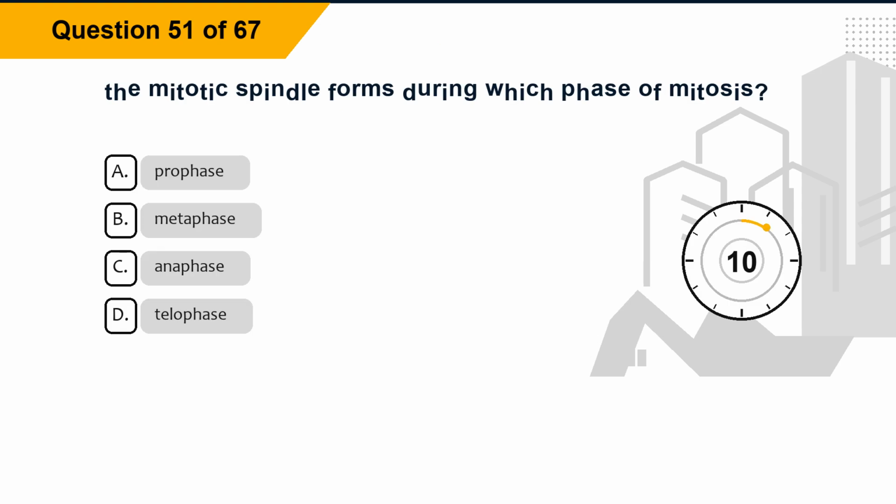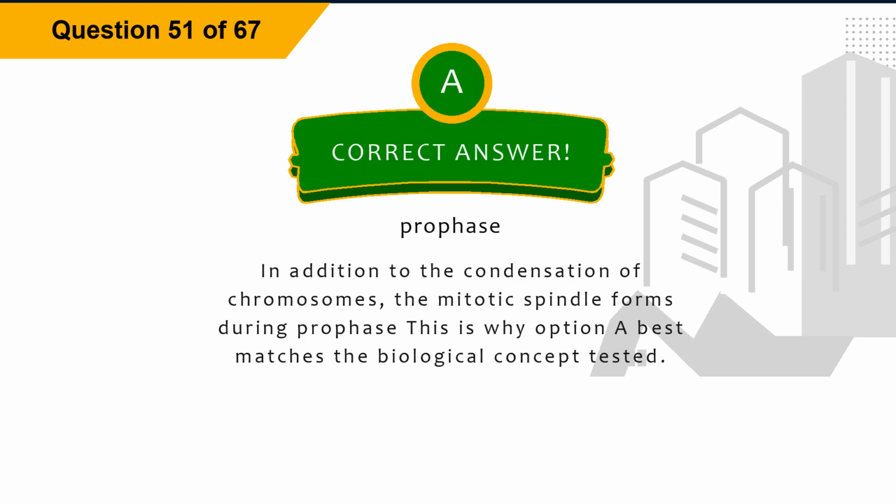Question 51. The mitotic spindle forms during which phase of mitosis? Option A, prophase. Option B, metaphase. Option C, anaphase. Option D, telophase. The correct answer is option A, prophase. Explanation. In addition to the condensation of chromosomes, the mitotic spindle forms during prophase. This is why option A best matches the biological concept tested.